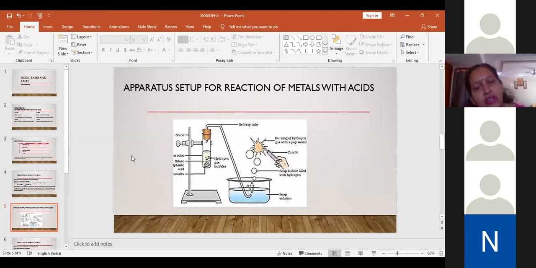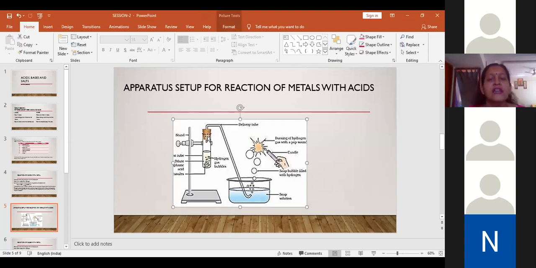Because if the cork is not there, the bubbles will be visible within the liquid. But as soon as the gas comes to the surface of the liquid and escapes out of the liquid, we will not be able to find the gas because it's a colorless and odorless gas. So immediately the particles will disperse in the air. Here they have put a cork so that passing of hydrogen gas can happen only through the delivery tube.